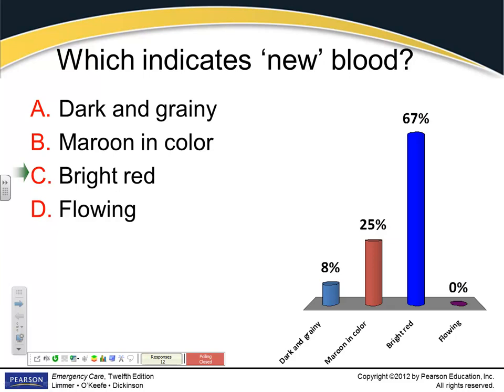Bright red indicates it's fresh blood. You've seen blood that's congealed and been laying around for a while. It gets very dark and nasty looking, doesn't it? So yeah.